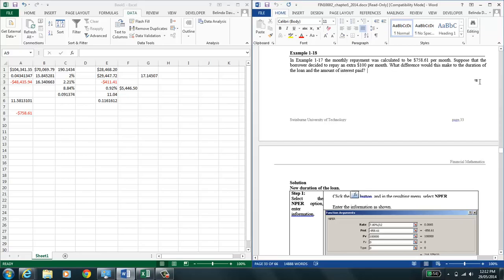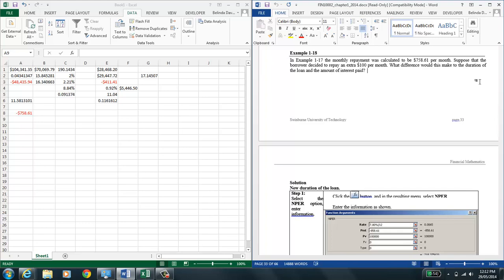For example 1.18, we're going to pay an extra $100 off a month. For example 1.17, we calculated that if an individual took out a $100,000 loan for 25 years, they needed to pay back $758 a month. In the end they ended up paying $227,000 to the bank for a $100,000 loan, so there was $127,000 in interest only.